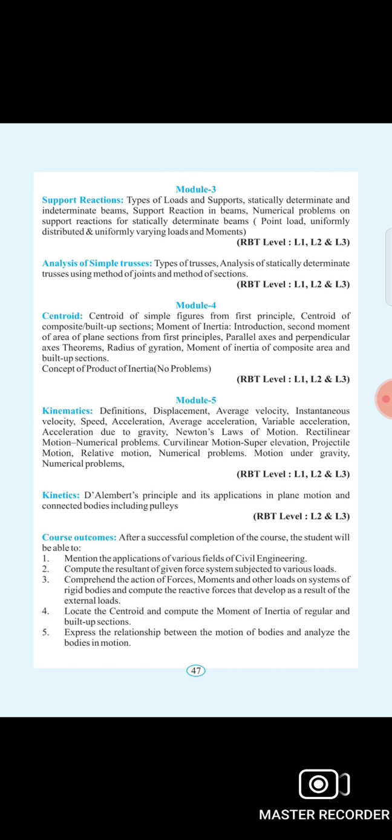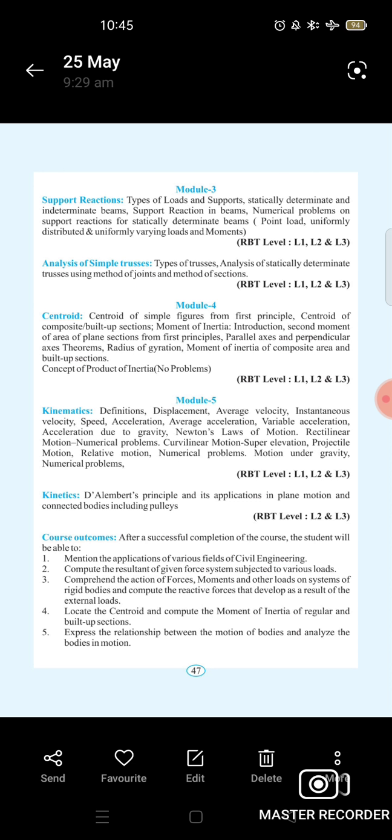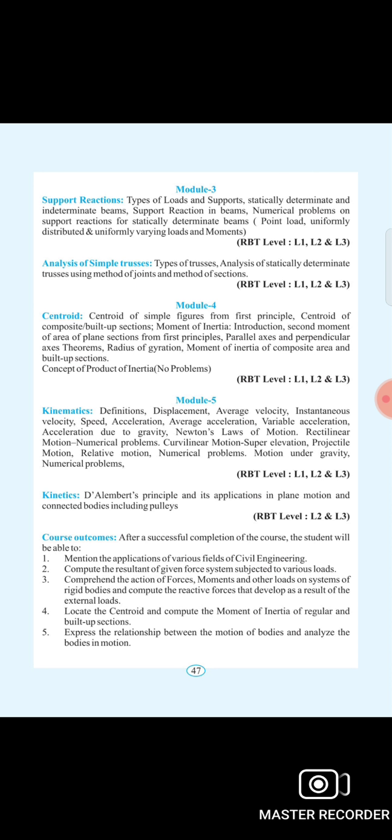Then coming to module 5, it is about kinematics and kinetics. As I told you in the first module while introducing engineering mechanics, kinematics is nothing but the study of the behavior of a material or body under motion without considering any kind of forces. When it comes to kinetics, the second chapter of module 5, it is also known as dynamics. It is the study of the behavior of the body under motion while considering forces.